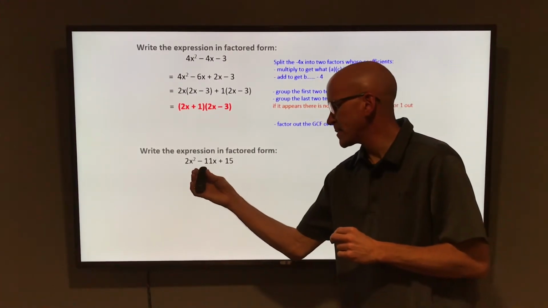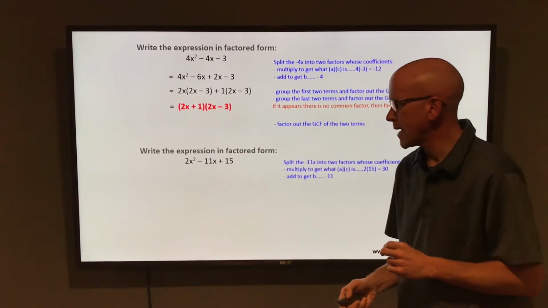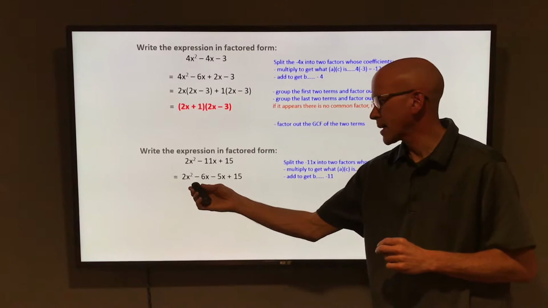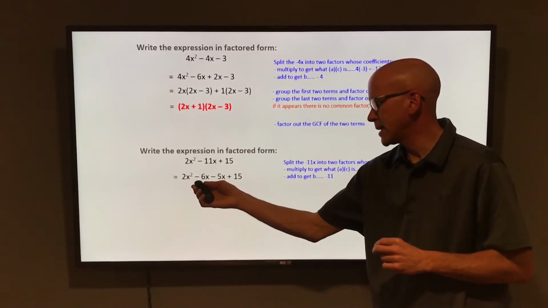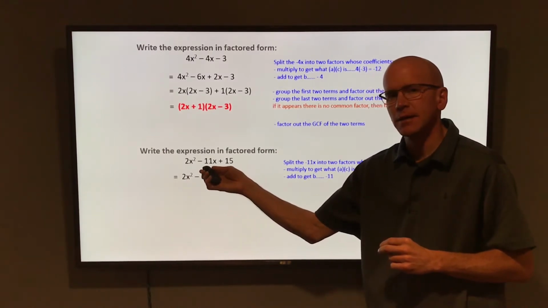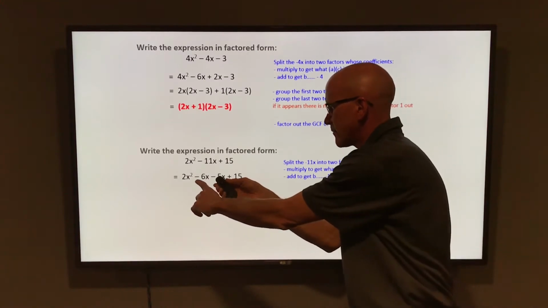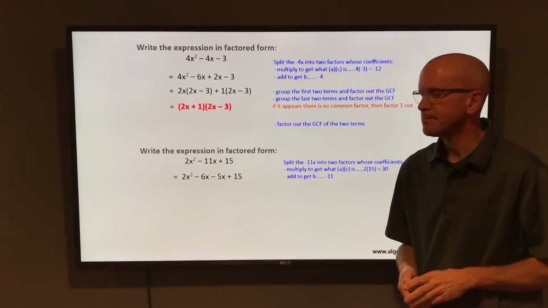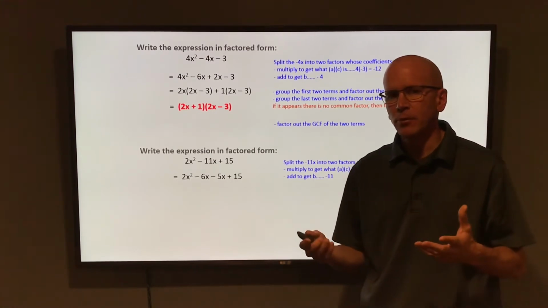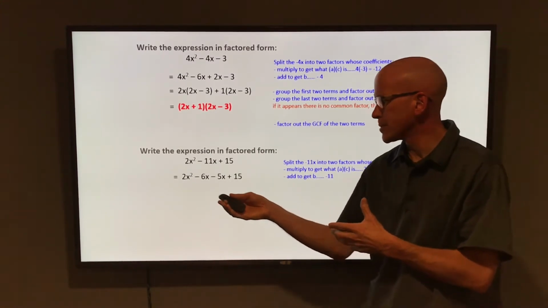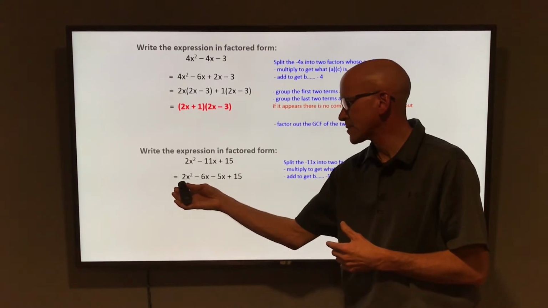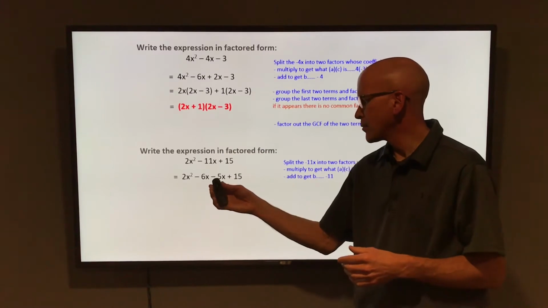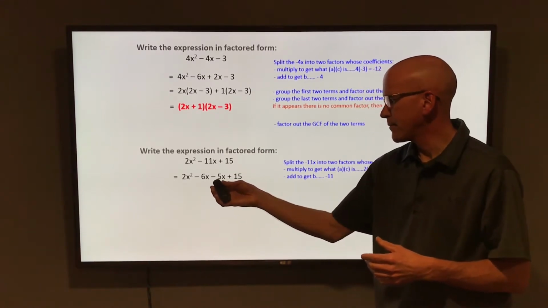But you're splitting this negative 11x. So you're going to split that into negative 6x and negative 5x. Quick check of that. Put those back together, negative 6x, negative 5x, that does make negative 11x. Also, negative 6 times negative 5, that is what 2 times 15 is, that's 30. Now, factoring by grouping. Because of this next step, group those first two terms together, 2x squared negative 6x, factor out a common factor of 2x. Then group the last two terms together, negative 5x and 15.